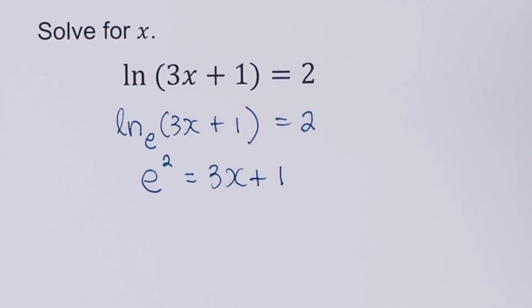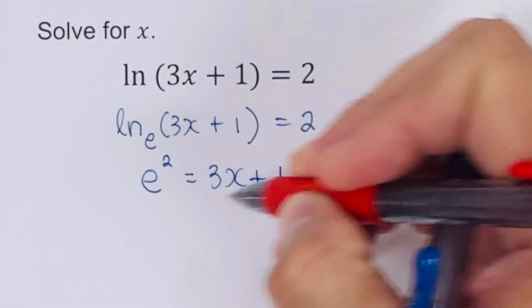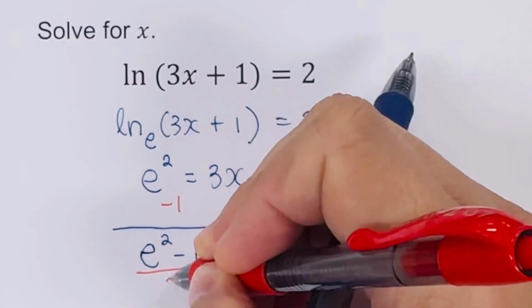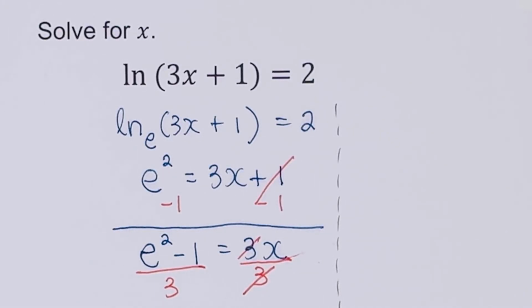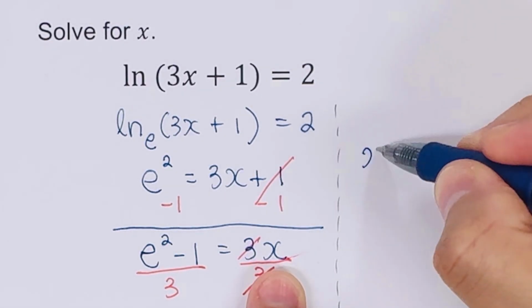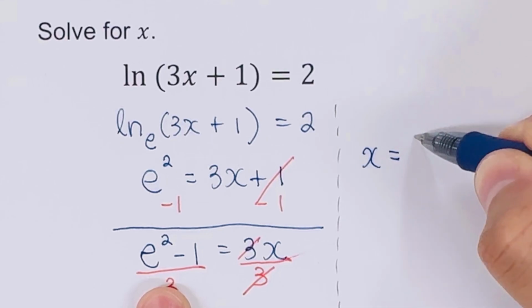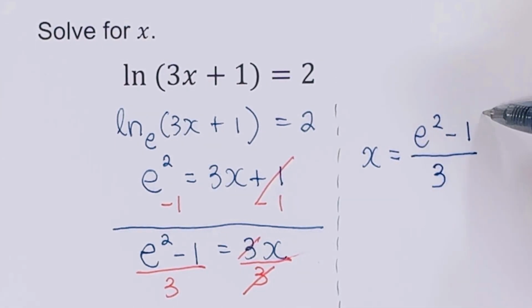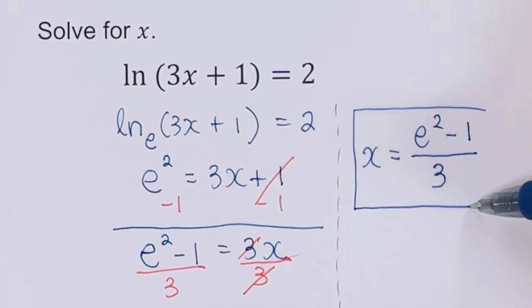From here, we can go ahead and solve for x by itself. We can do that by subtracting 1 to both sides. To have x by itself here, we're going to divide 3 to both sides. So we can go ahead and say that our x is equal to e squared minus 1 over 3. So this is the value of x that will make this equation true. Let's have another example.